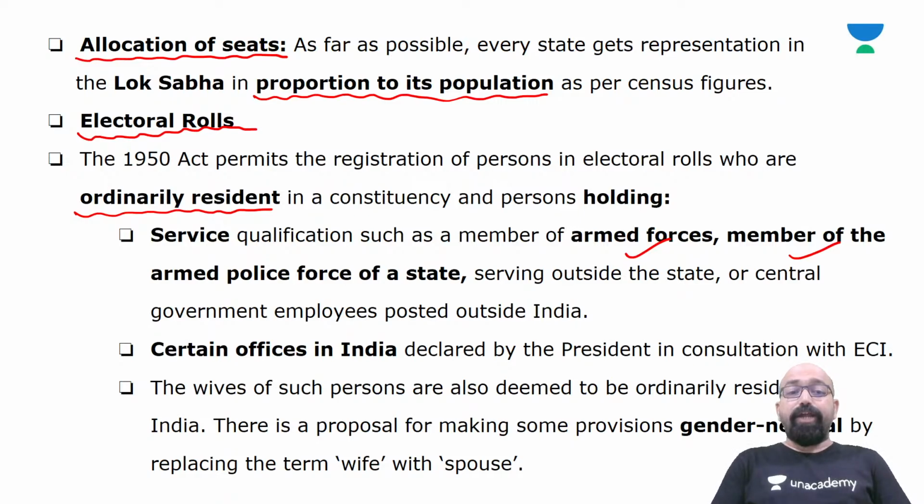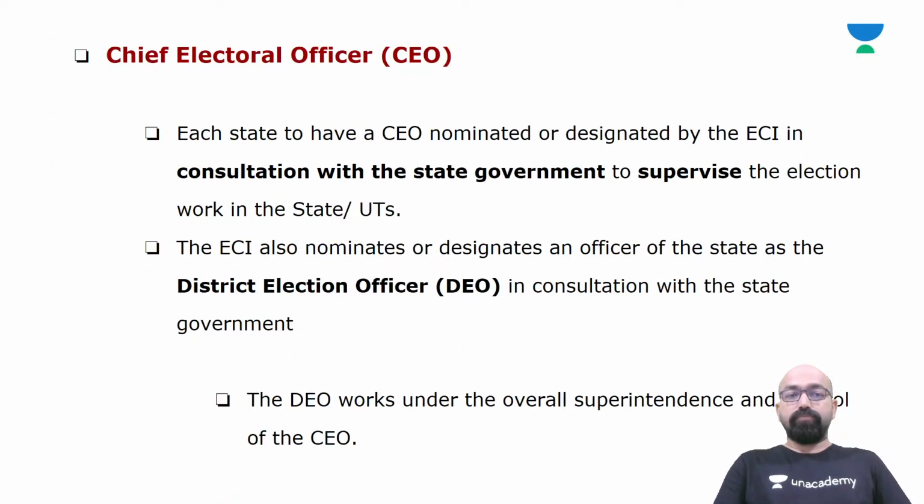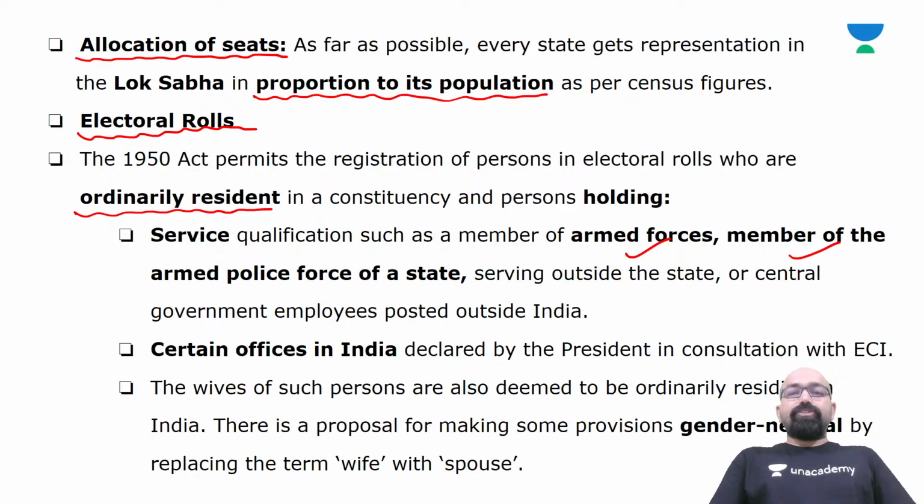Persons holding certain offices in India, as declared by the President in consultation with the Election Commission of India, also qualify. The wives of such persons are also deemed to be ordinarily residing in India. There is a proposal for making some provisions gender neutral by replacing the term wife with spouse. So, that is about electoral rolls.